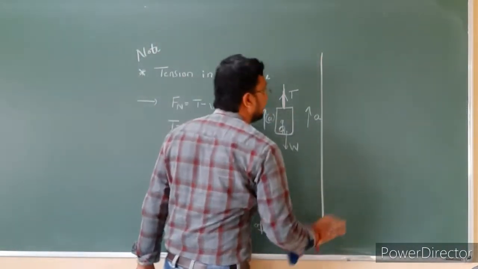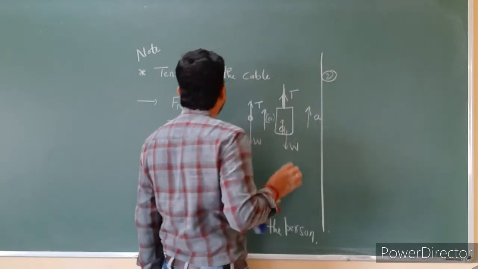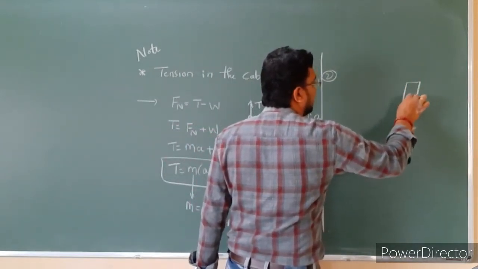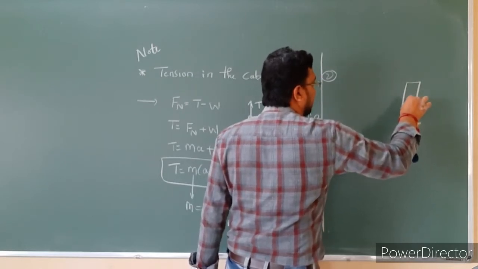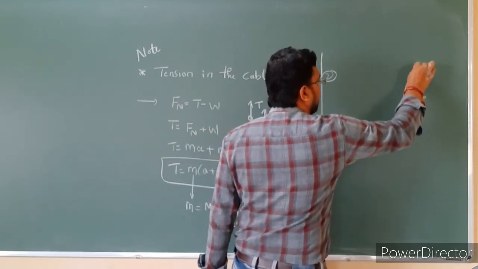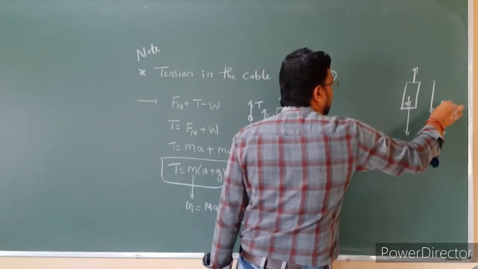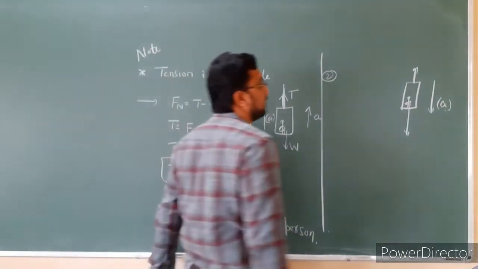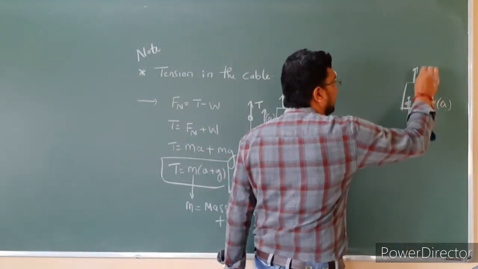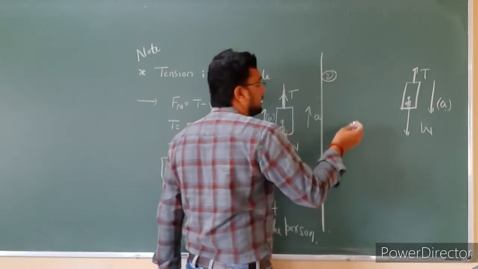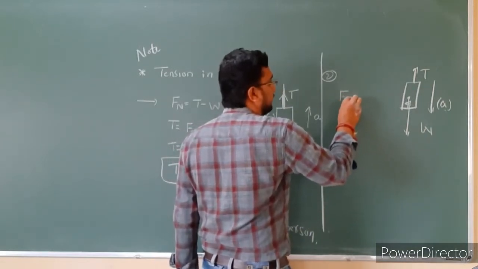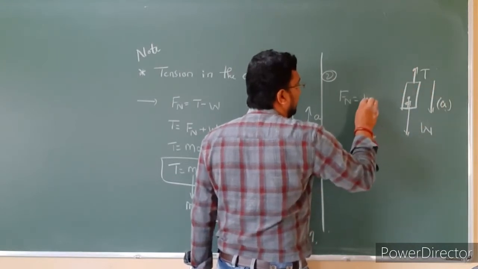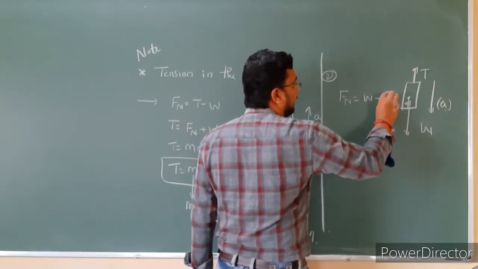So next, the second case. If the lift is moving in downward direction, so in the second condition, the lift is moving in the downward direction with an acceleration a. So here this is the weight and this is the tension developed in the string. Okay, see here, the net force acting on the system, in this case, the weight of the person is more compared to the T value. Then net force is equal to weight minus tension.